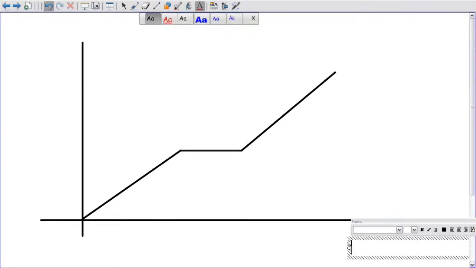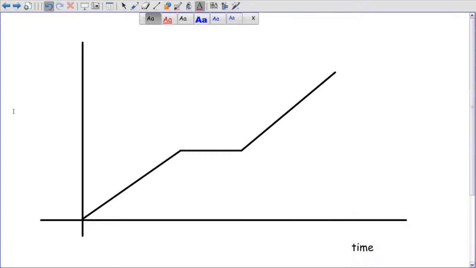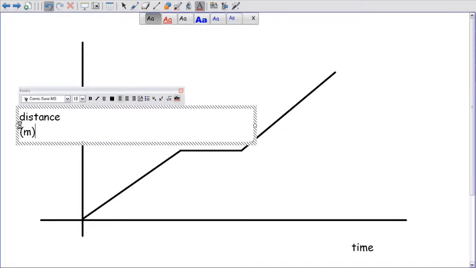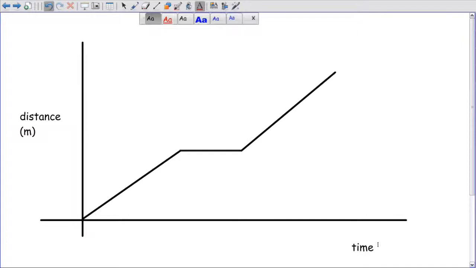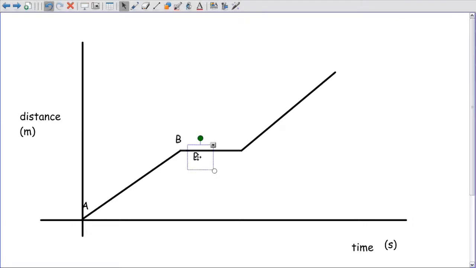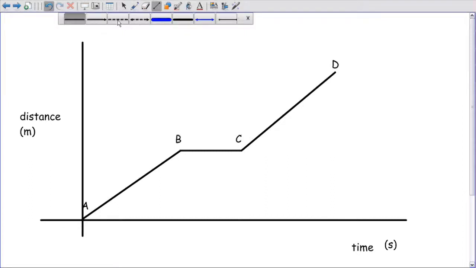It's got a couple of little sections in it. We have time across the bottom, and we have distance travelled up the side. We should have some units there, so distance is in meters, and time is in seconds. Now a standard question would be something along the lines of: calculate the average speed between points A and B. If this is point A down at the bottom, the very start, then up here we've got point B, and then a little bit further on this would be point C, and then this would be point D up there.